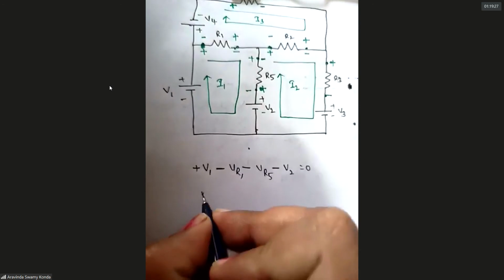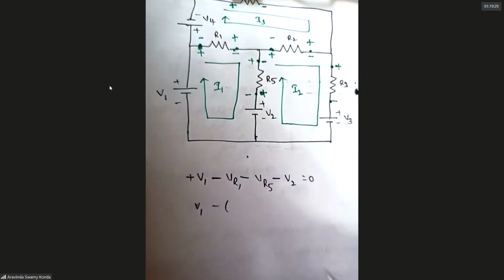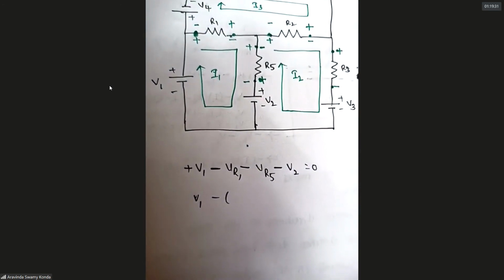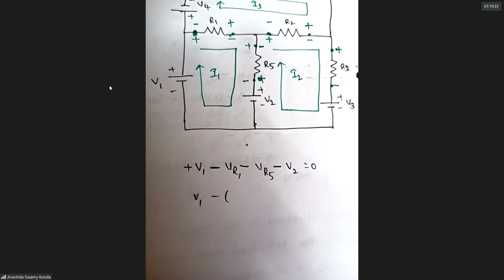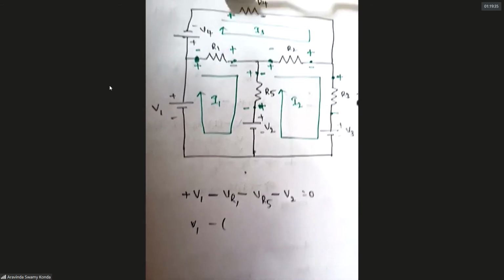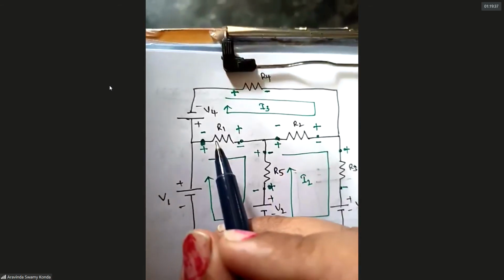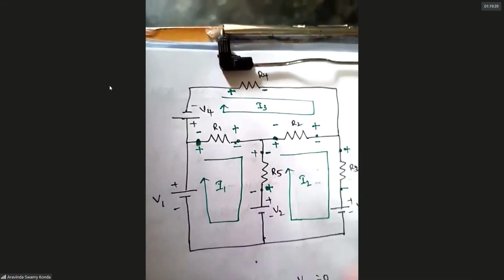Then VR1 is nothing but the product of the current of R1 and the resistance of R1. So is R1 an individual element for the mesh, or is it a combination element?